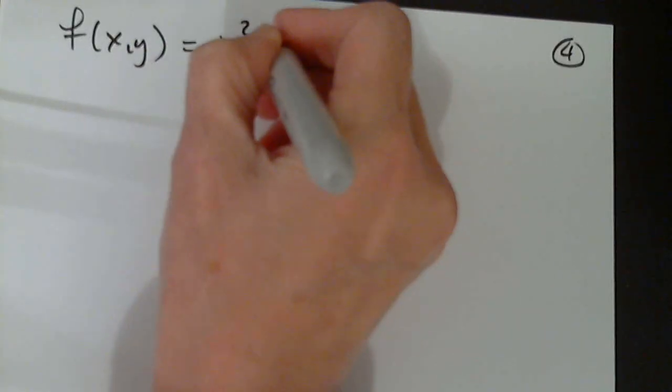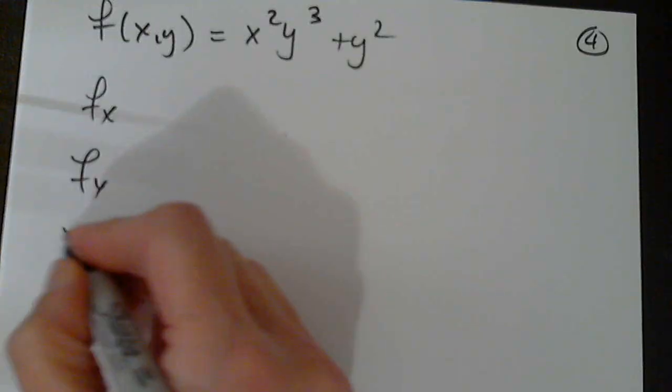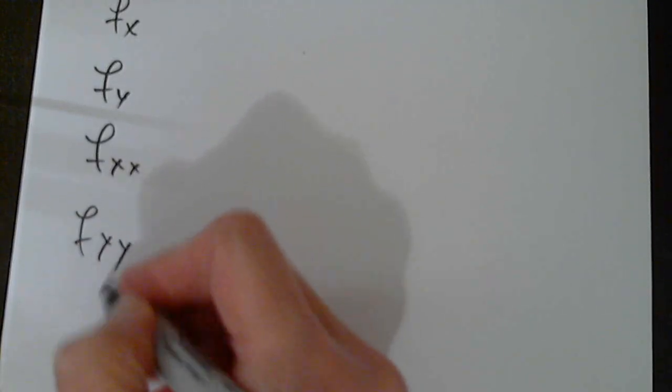Okay, so I'm coming back to f of x, y equals x squared y cubed plus y squared. Okay, so we want to find fx, fy, fxx, fyy, fxy, and fyx. Just, I want to open on page 567. Okay. Good. So we can choose the next example.